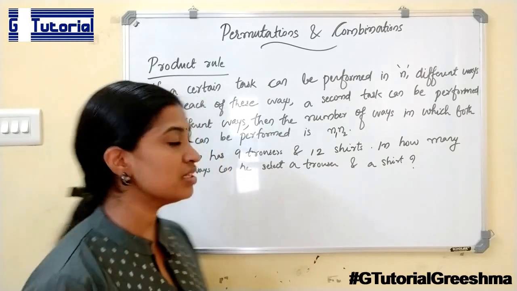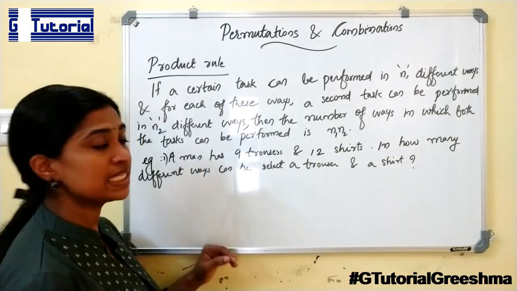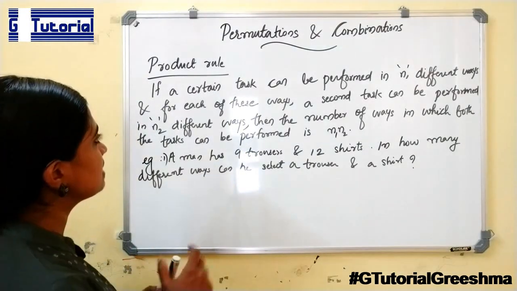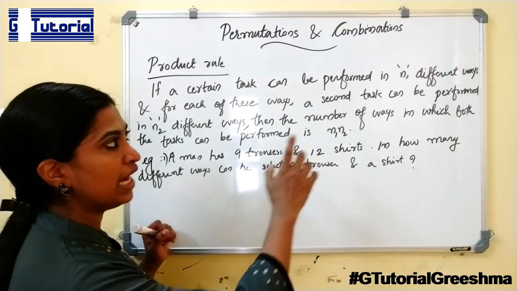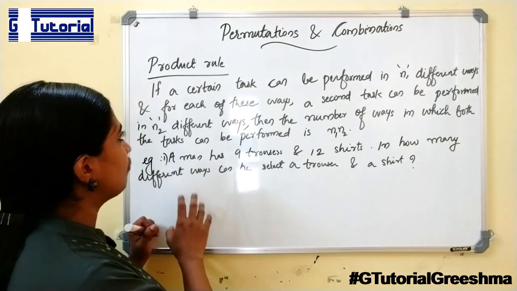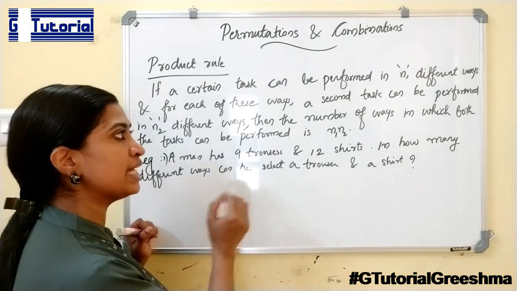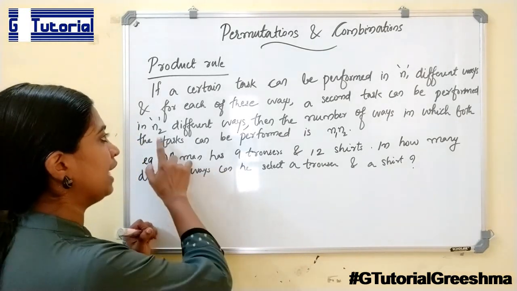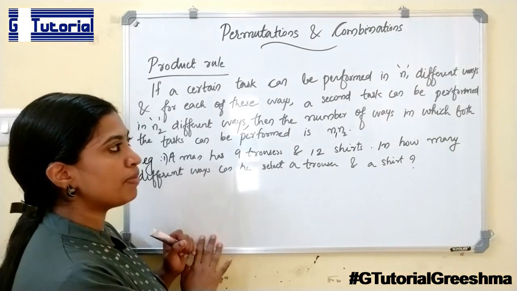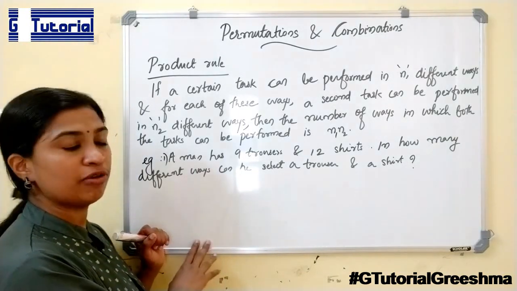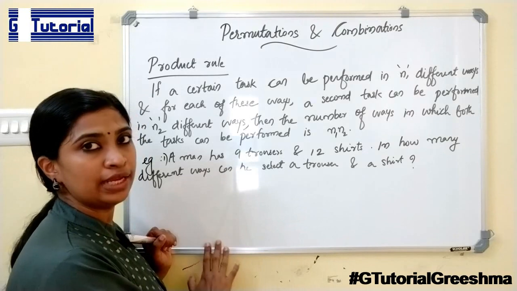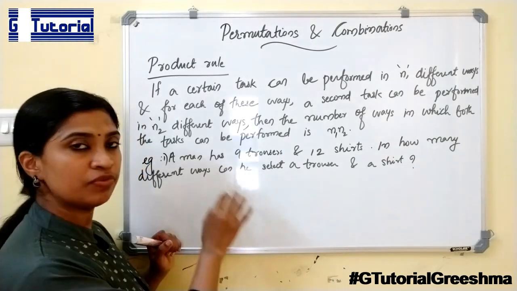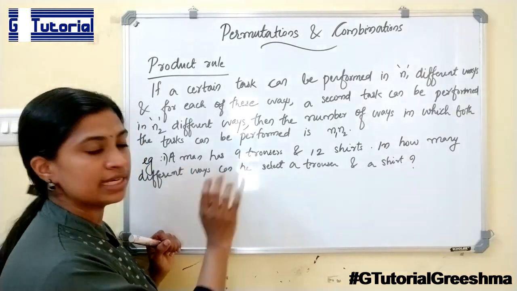Now let us get to our class. First, let us see what is meant by product rule. If a certain task can be performed in n1 different ways, and for each of these ways, a second task can be performed in n2 different ways, then the number of ways in which both the tasks can be performed is n1 into n2. If you see an example, you will understand it clearly.